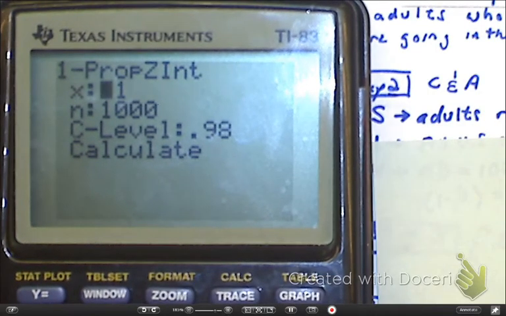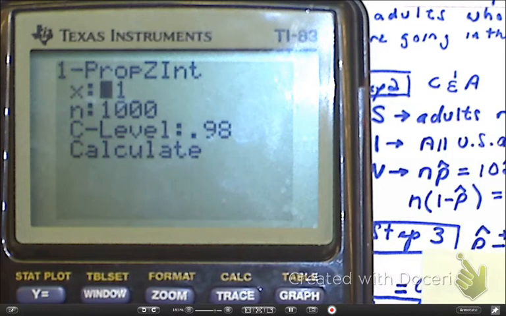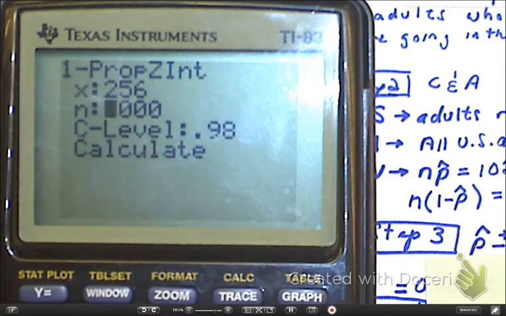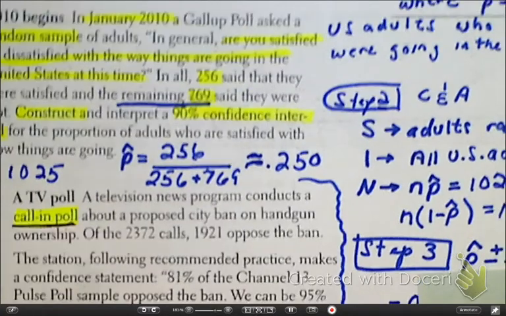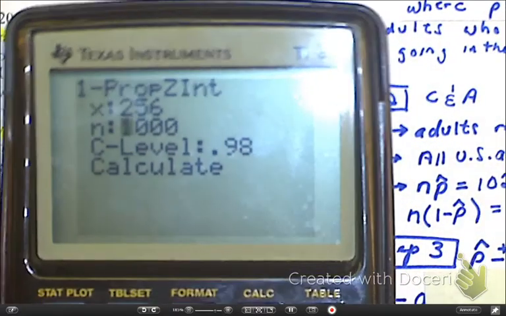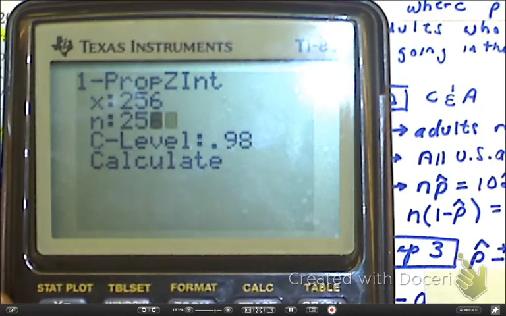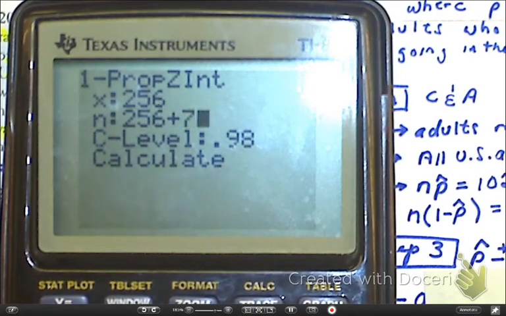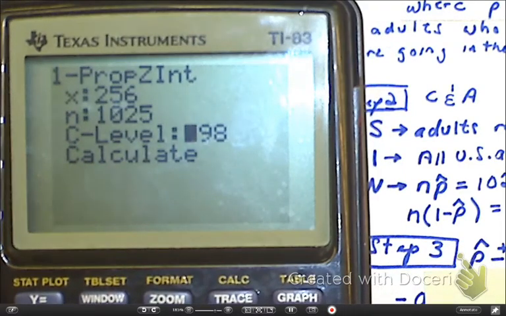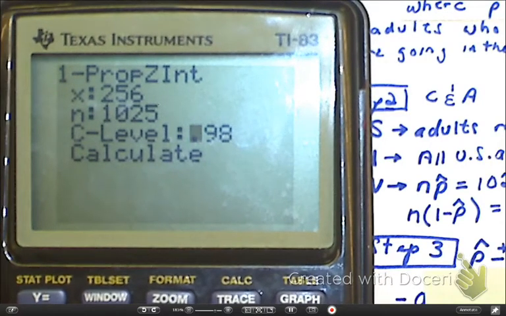Now, if I remember correctly, my value for N, you can look, was 256. Then I dropped down. I'm sorry, that wasn't my value for N. There was 256 that said they were satisfied. So let me put this back on camera. Okay, our N is the 256 plus the 769. That's the total. Notice it did the math for you there. And now our confidence interval was 90%.